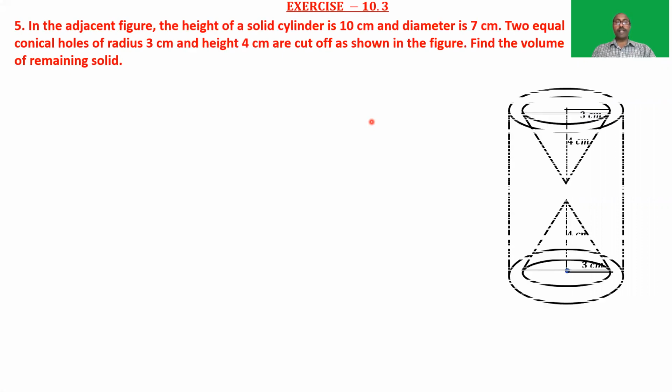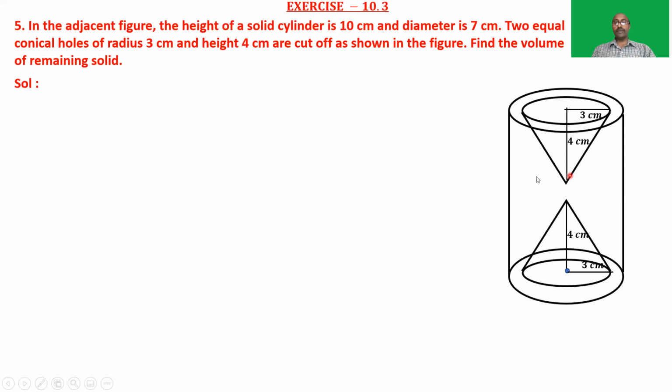In the adjacent figure, the height of a solid cylinder is 10 centimeter and diameter is 7 centimeter. Two equal conical holes of radius 3 centimeter and height 4 centimeter are cut off as shown in the figure. Find the volume of remaining solid. Okay, this is the question.